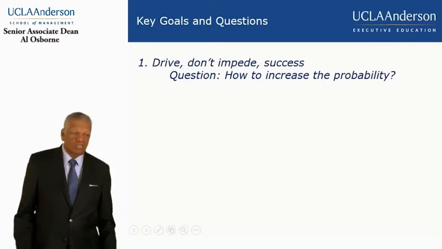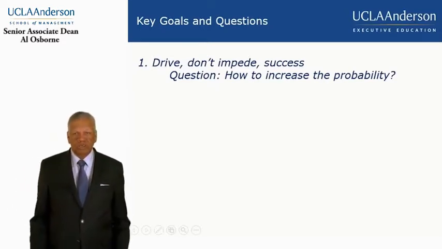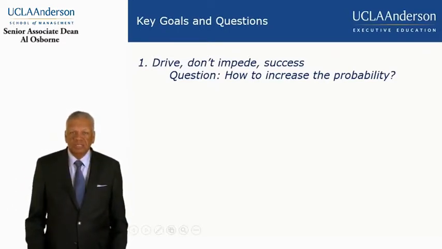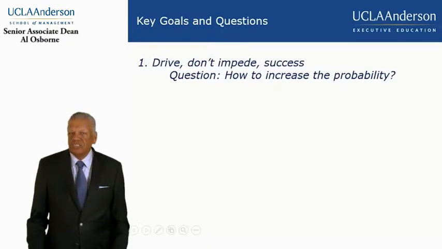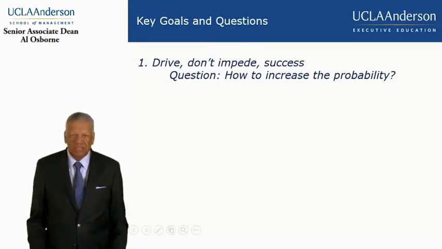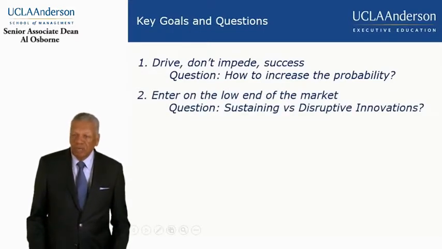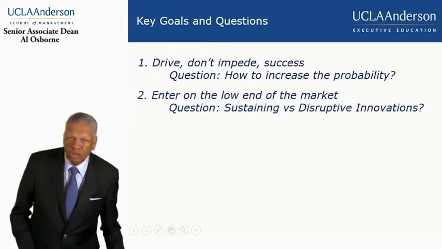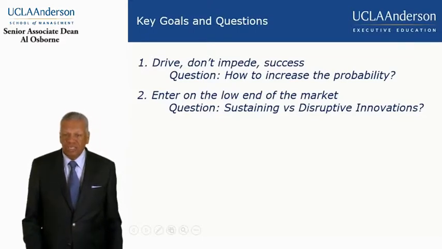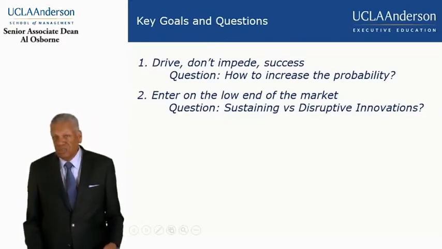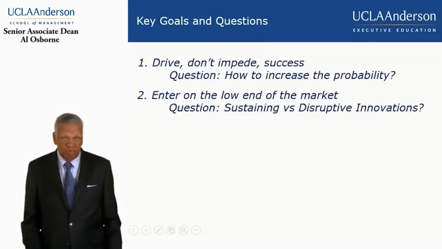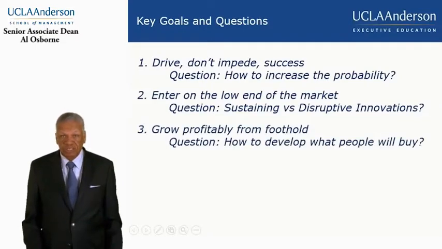And so, key goals and questions that you want to turn to right here is how do you go after success? You drive it, you don't impede it. How do you increase the probability that you'll be successful? Well, pay attention to what's going on at the low end of the market. Ask yourself, is this another sustaining, or could this potentially be a disruptive innovation? And very often, if it's at the periphery, it's going to be disruptive.